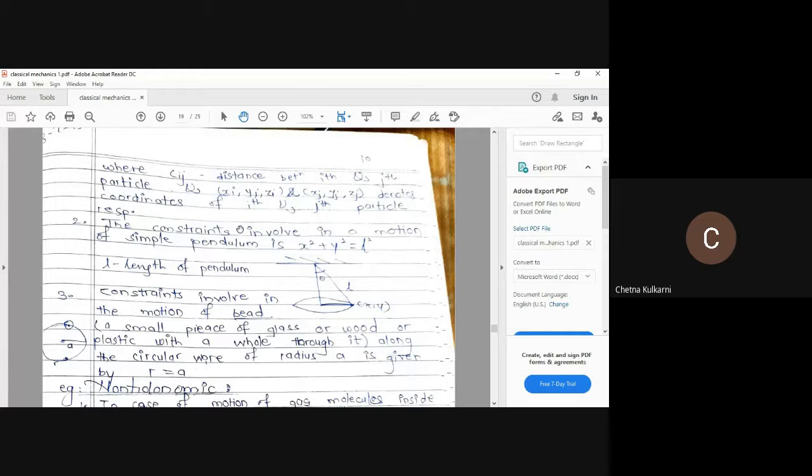Now, the constraint involved in the motion of a simple pendulum. What is the restriction on the simple pendulum? I hope you have studied the simple pendulum and compound pendulum, if you have physics as part of your BSc subjects; we have done the experiment also. So what is the restriction? We have the equation x square plus y square is equal to L square. L is the length of the pendulum, and this is the x-axis and this is y. X square plus y square is L square.